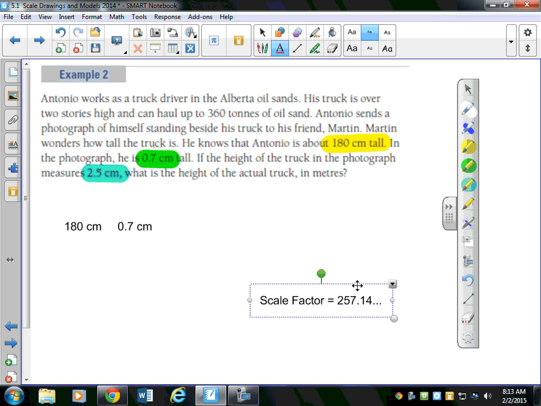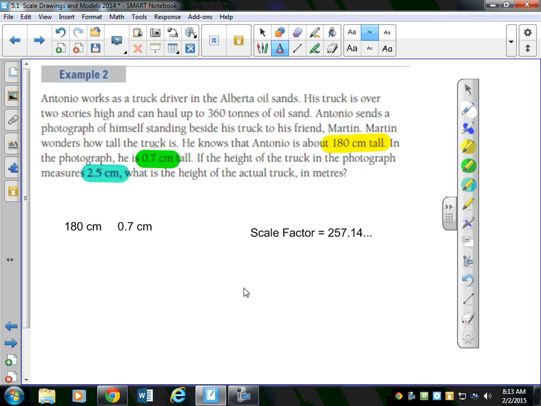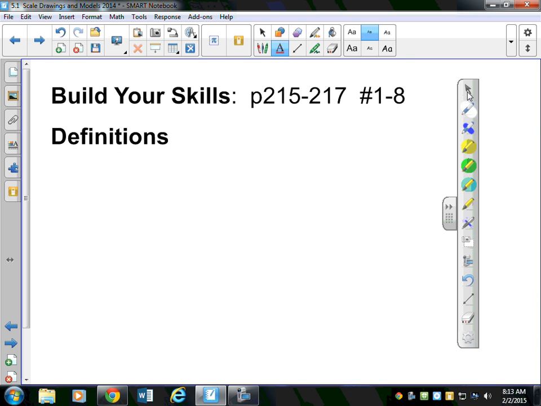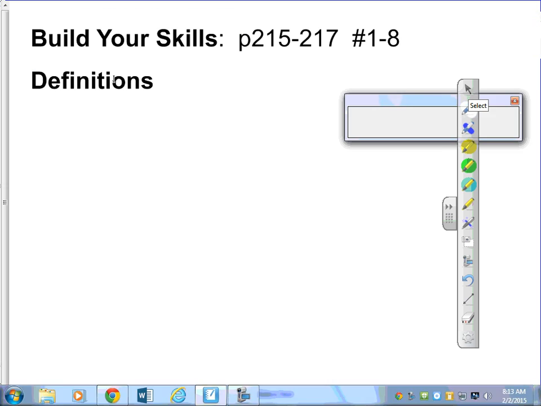To figure out how tall the truck is, I need to take 2.5 centimeters, which is the height of the truck in the picture, and multiply it by 257.14. And you'll get an answer of 642.85, and that would be measured in centimeters. If we convert that to meters by dividing by 100, that's 6.43 approximately meters tall. If you think of the diving board at the swimming pool being 3 meters tall, this would be twice as high as that. So that's scale factor and enlargements, reductions.